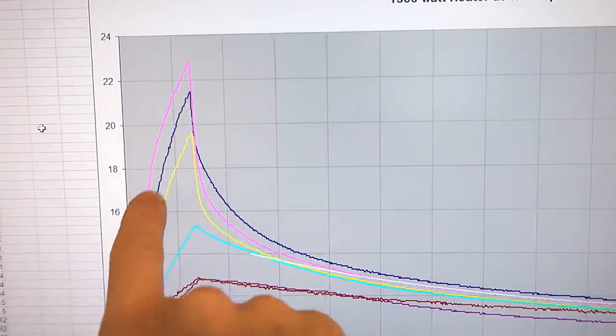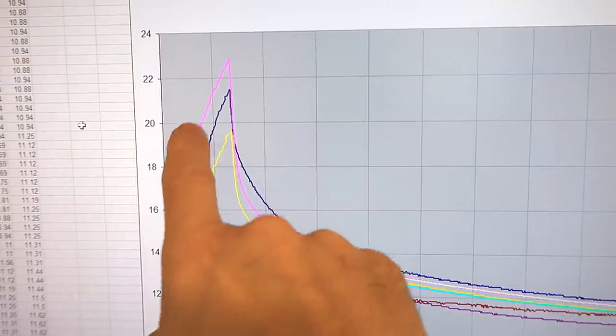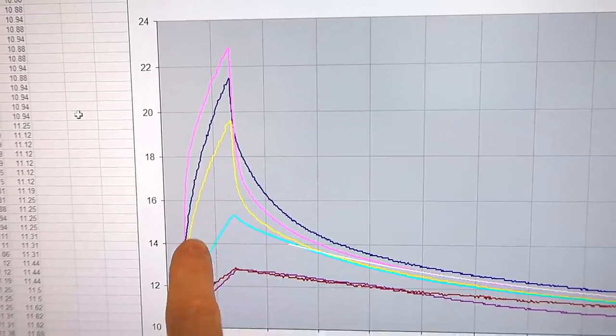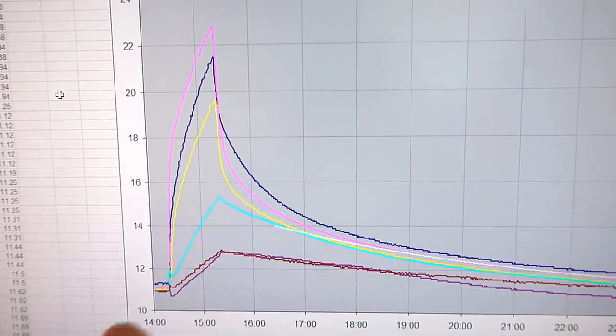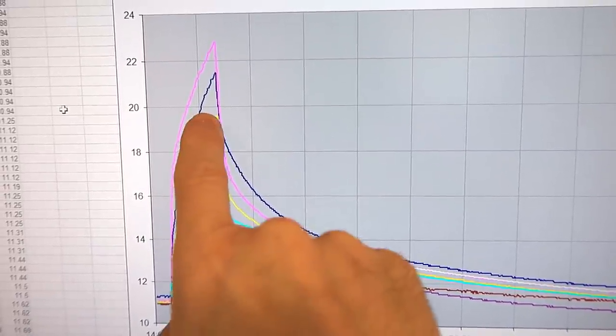The blue line was the one that was taped to the ceiling, so that took a little bit longer to warm up. The purple line is closest to the ceiling, and then the next one down is the yellow line. And then the cyan line down here, that was actually below the heater's level. So basically, the room below the heater warmed up much less so than above the heater.